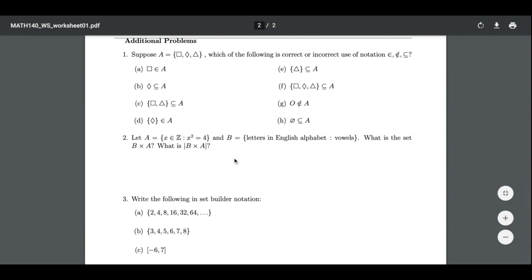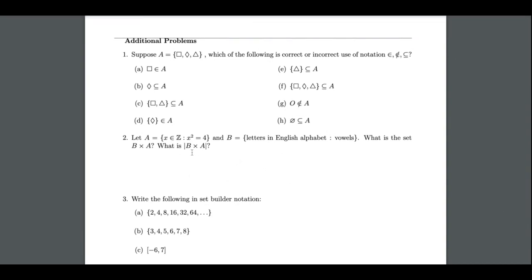Oh, okay. That's not the absolute value of it. That's the size of B cross A. You see B cross A is a set, right? A set with all those ordered pairs. So the size of A is 2. Size of B is 5. So how many ordered pairs can we make? 10. We would make 10. So that means the size of B cross A is 10. Okay, thank you. You're welcome.